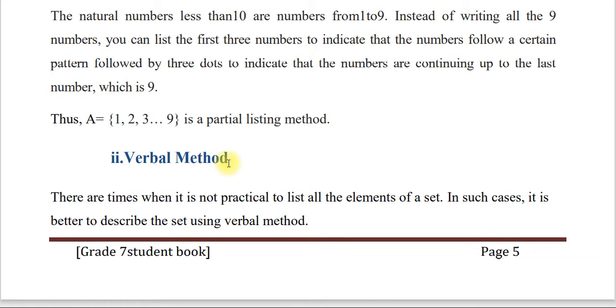Next, verbal method. There are times when it is not practical to list all the elements of a set. In such a case, it is better to describe the set using the verbal method.